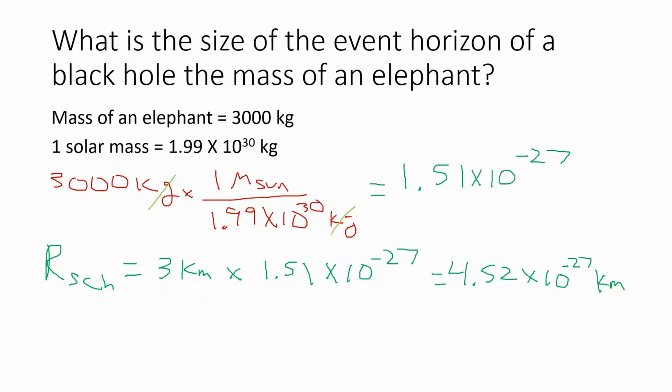So if you wanted to take an elephant and turn it into a black hole for some really strange reason, like if you were Dr. Horrible or something, you would have to squish that elephant down to this incredibly tiny distance. Let's not actually do this experiment, okay?